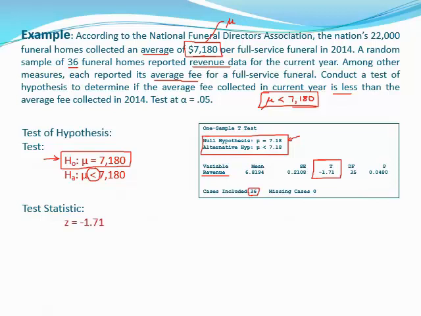That's why you're going to see me write this test statistic. And even though it shows up on the printout as a t, you're going to see me write it as a z is equal to negative 1.71. That's what our data suggests.